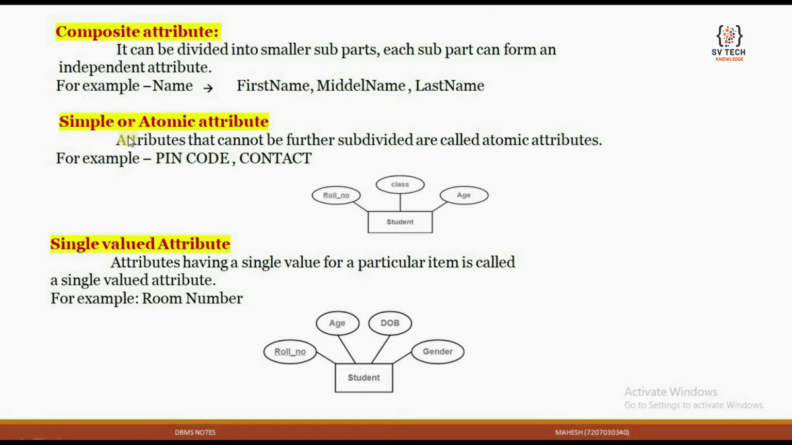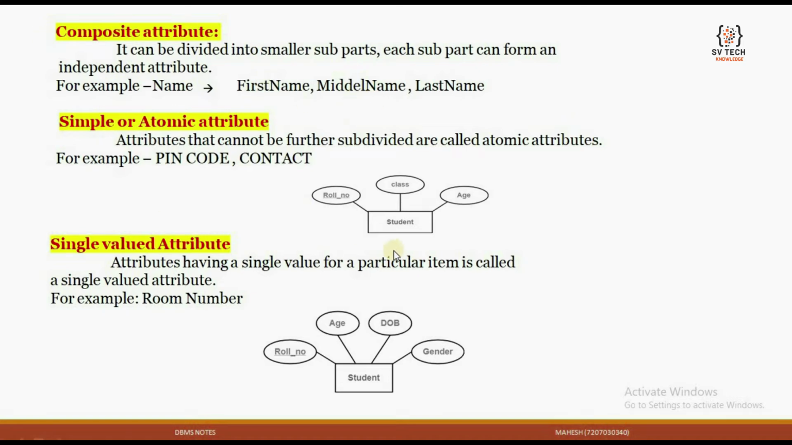Next one, simple or atomic attribute. This is quite the opposite of the composite attribute, which cannot be divided further. Suppose pin code is an example of a simple attribute which cannot be divided again. Suppose student is an entity which has roll number, class, and age. These roll number, class, and age we are unable to divide again, like first name, last name, middle name.